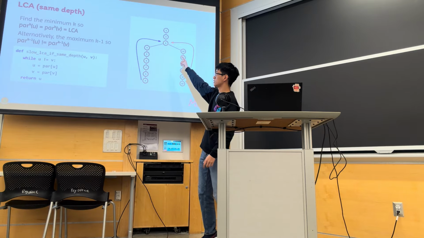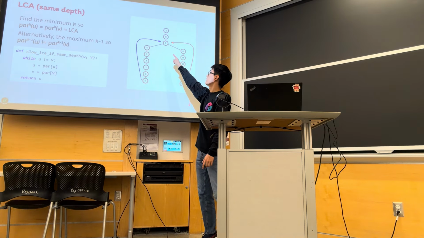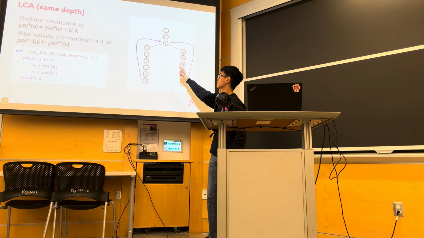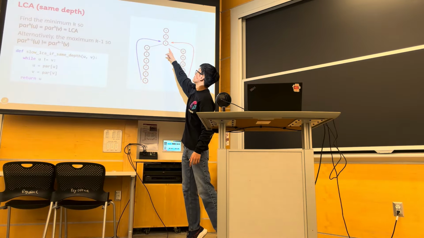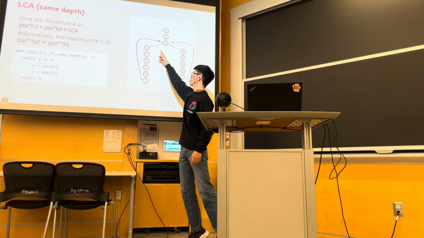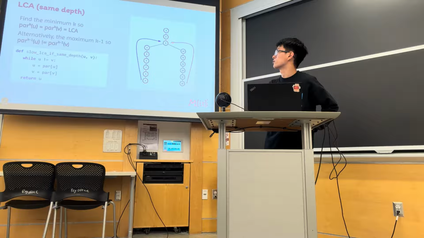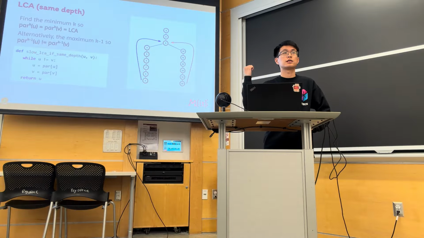Since if you look at the LCA, if you go up one less than that, they're not going to be equal. So for example, the LCA is 3, but if you go to k minus 1, it'll be 4 and 10. So you want to find the maximum k minus 1 so they're not equal. Does anyone have any questions about that new formulation of this problem?